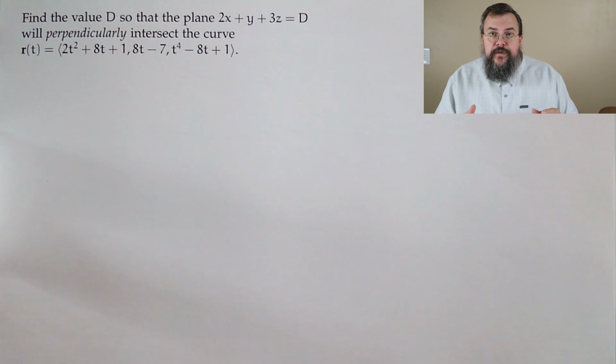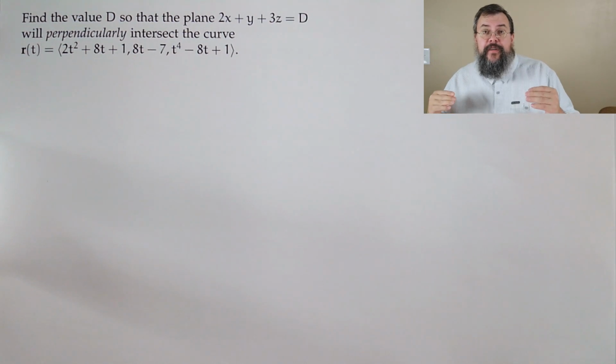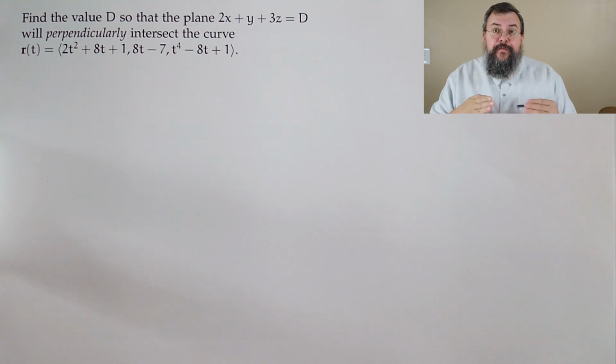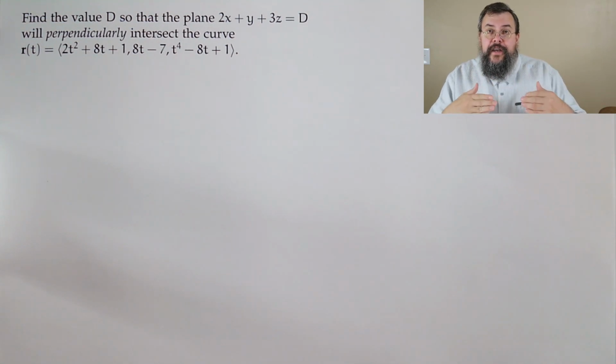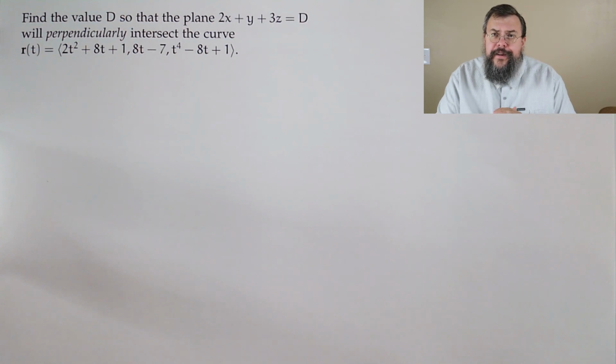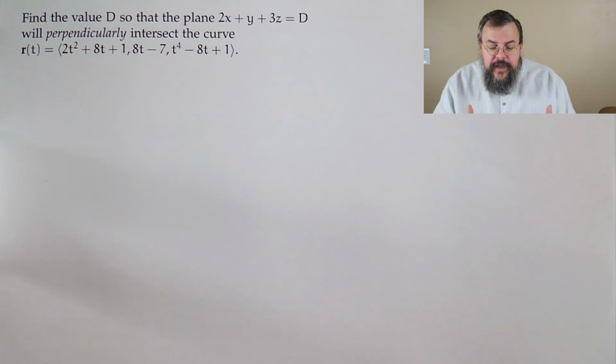R of t is 2t squared plus 8t plus 1, comma, 8t minus 7, comma, t to the fourth minus 8t plus 1. Okay, now, it's kind of like the last problem. The last problem says we're going to make a plane that's perpendicular at a particular point. And now we say, well, look, here's a plane. It's perpendicular somewhere, but how do we figure out the right somewhere? In some sense, we have to fix the right plane. So, a little different.